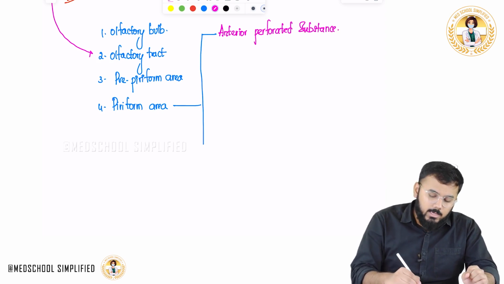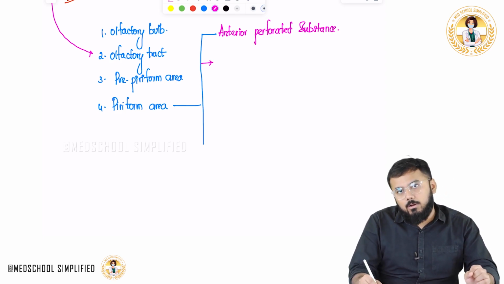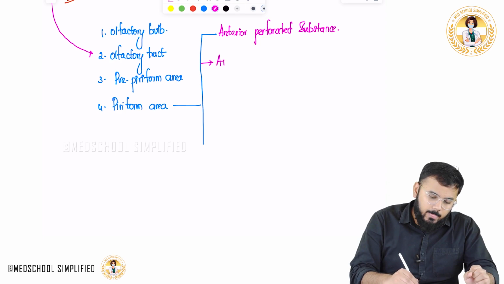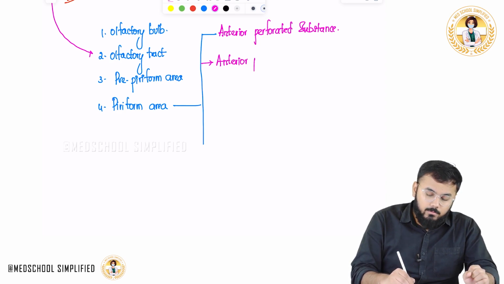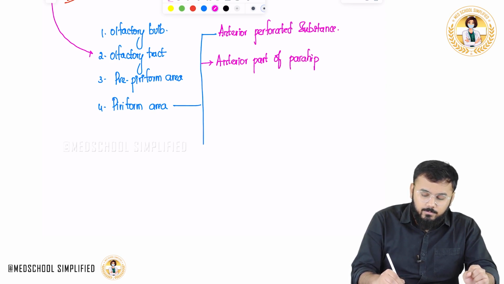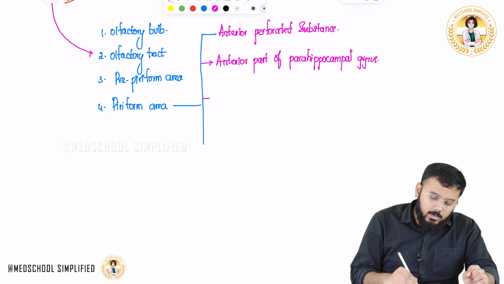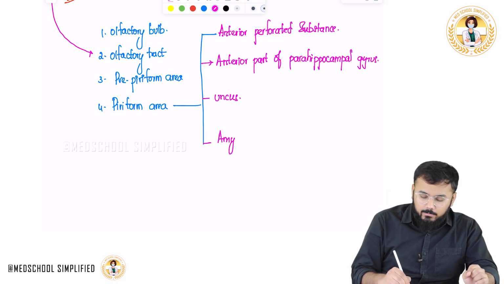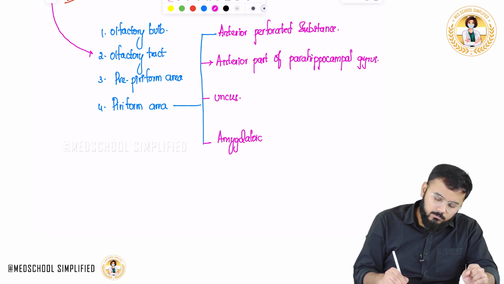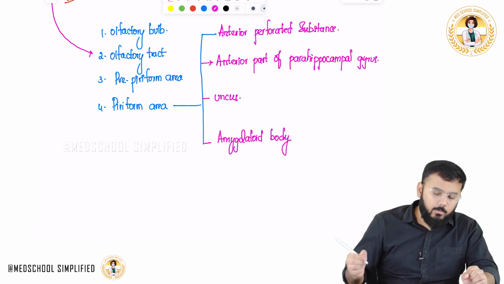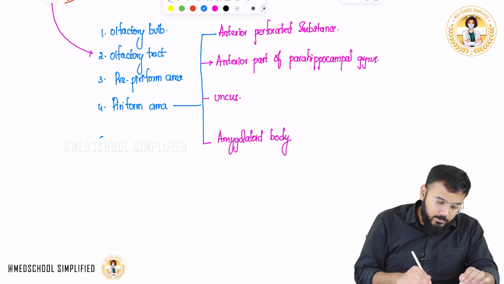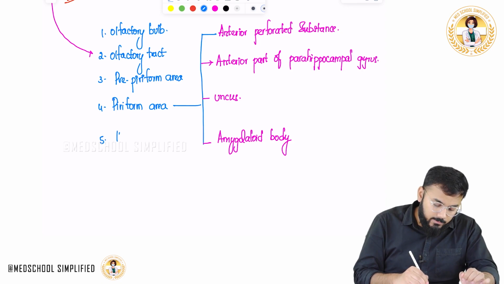The second important part is the anterior part of the parahippocampal gyrus, the third important thing is the uncus, and the last important thing is the amygdaloid body. Next, the fifth important thing over here is the hippocampal formation. I will talk about that. I will also draw it.